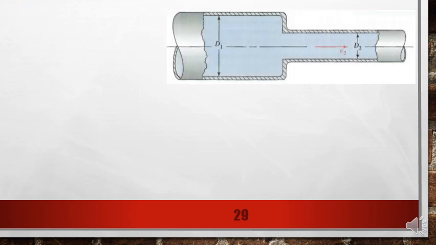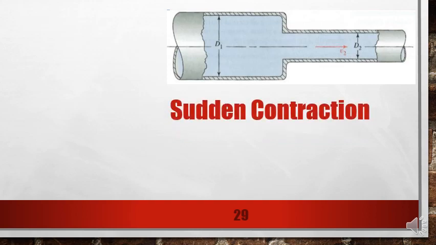Okay, another part that can contribute to the energy loss is called a sudden contraction. Sudden contraction occurs when the liquid flows from a bigger diameter, which is D1, into a smaller diameter of pipe, which is D2. So the V2 here will increase in velocity. So again, sudden contraction occurs when D1 is greater than D2.